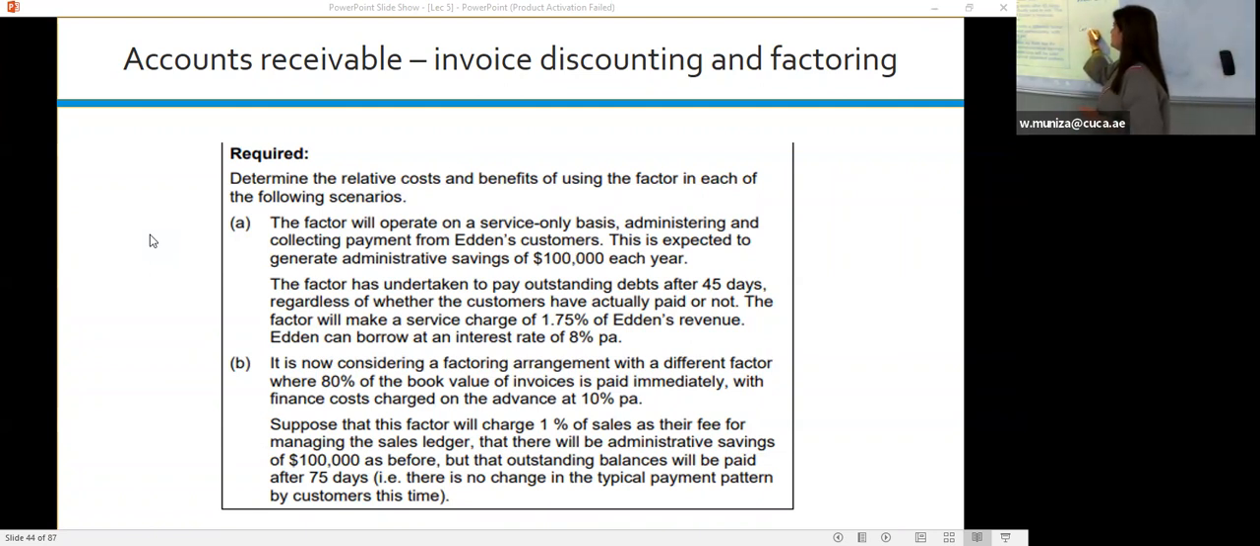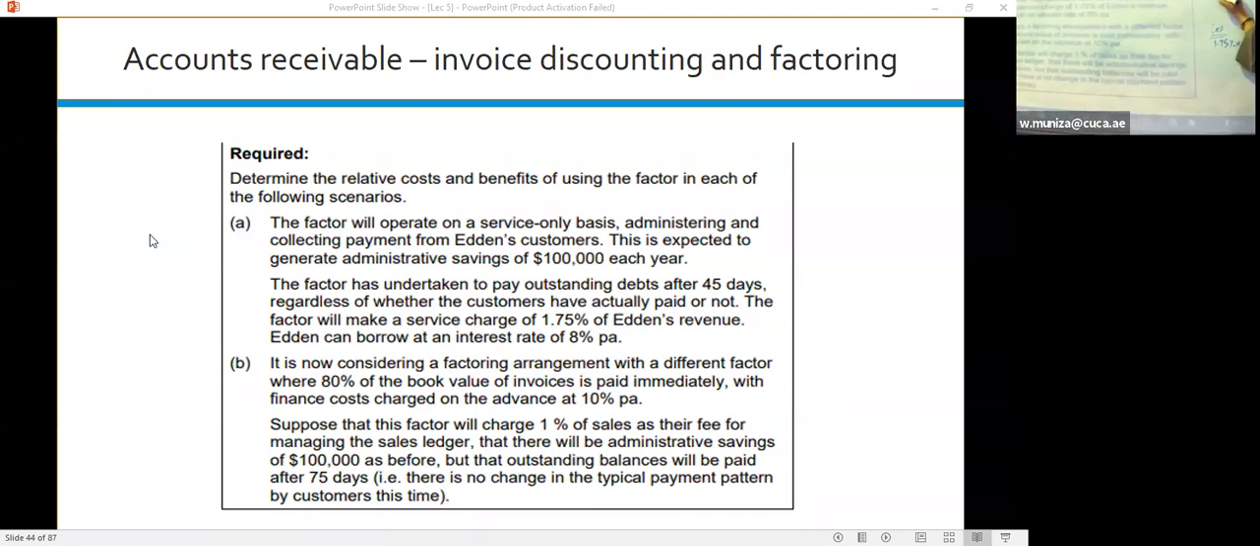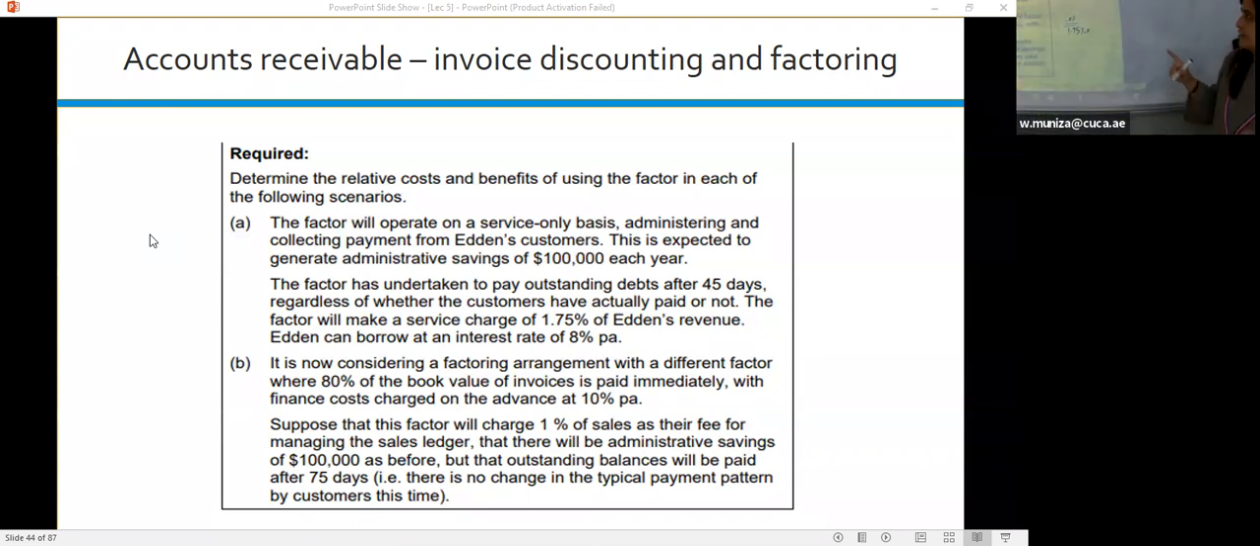So the first cost will be 1.75% of add-ins revenue. We are going to see in the scenario how much this is. Then add-in can borrow at an interest rate of 8% per annum. So my dear students, the cost of finance which is going to be saved by taking the receivables balance earlier will be how much? 8% of the receivables balance. So let's see the scenario now.